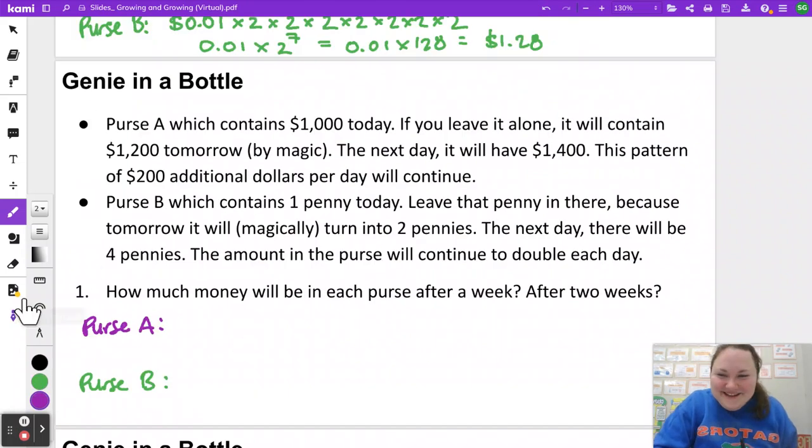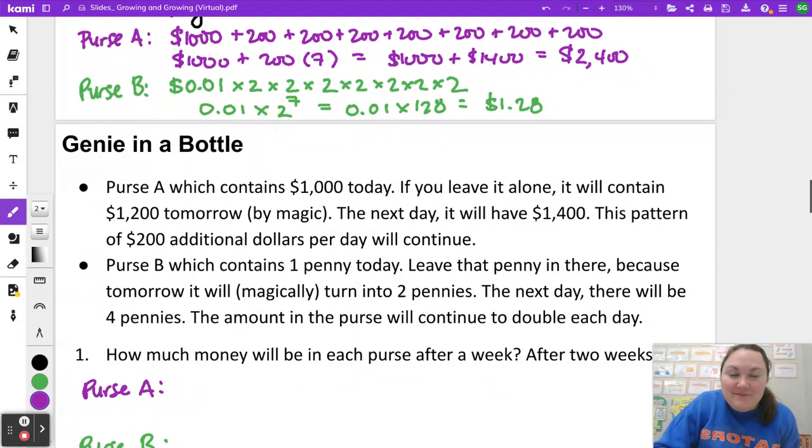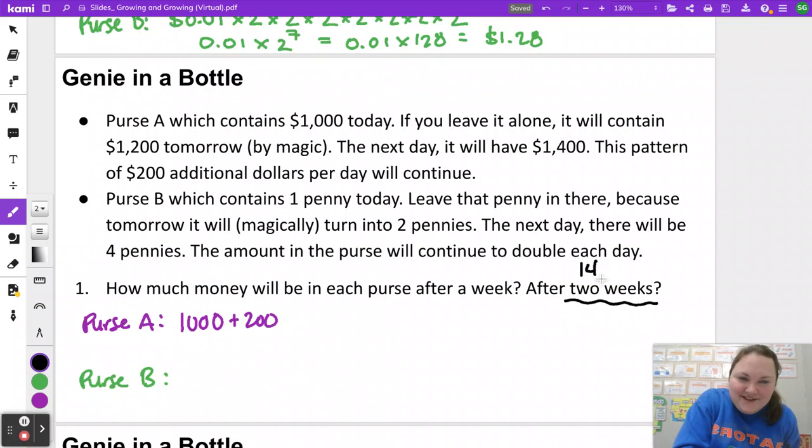Even I paused the video so I could do the math and have it ready to go over. For purse A, using those calculations we have above to help me out, purse A, again, we know is starting at $1,000, and we are adding $200 each day. And so if I'm talking about 2 weeks, I'm using the fact that 2 weeks is 14 days to know that I need to add that 14 times.